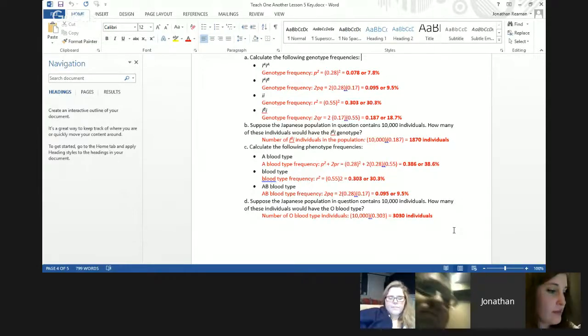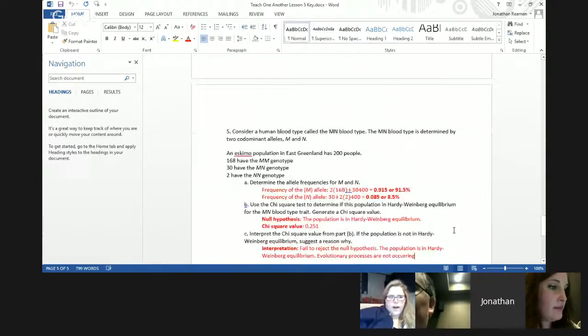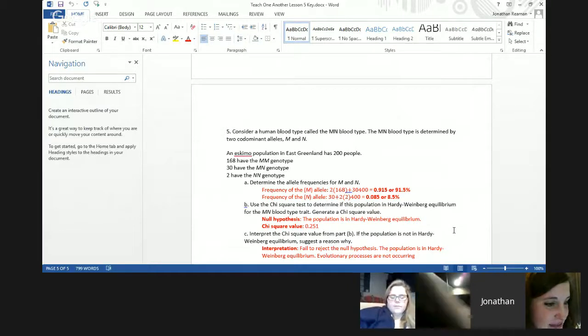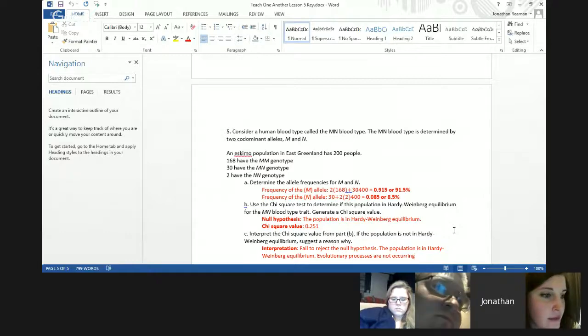Okay, and then 5. I was a little confused on this. I was so lost at first, and then I'm just kind of like, okay, I'm just gonna go for it. So what did you guys get for the allele frequencies? Frequency M, I got 0.915. Frequency N was 0.085. Yep. 91.5% and 8.5%. The chi-squared value, I got 373.4.